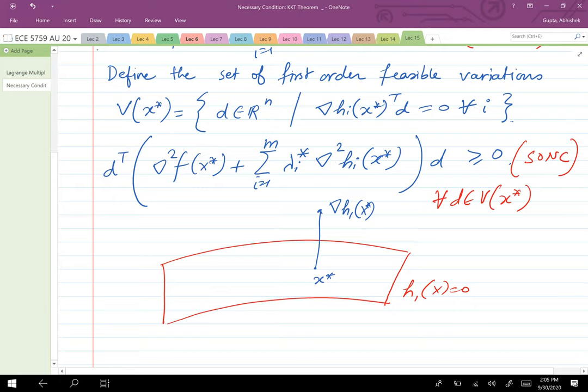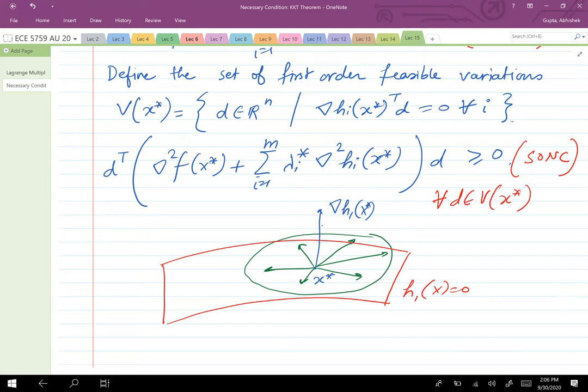Tangent to the surface. Right. So all the directions that are tangent to the surface at X star. That's great. So I look at the tangent to the surface, I get this whole bunch of vectors. They are all orthogonal to this particular vector, gradient of H1 X star. So gradient of H1 X star is pointing normal to the surface, and so the tangents to the surface are all the vectors that are orthogonal to the gradient of H1 X star. So this is the set V of X star, the first order feasible variations. Okay? Make sense?